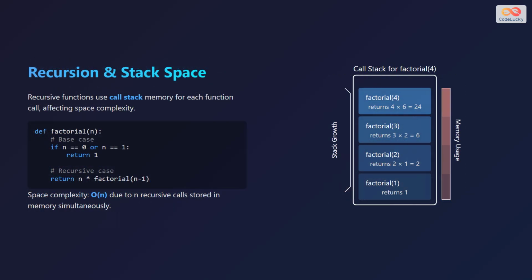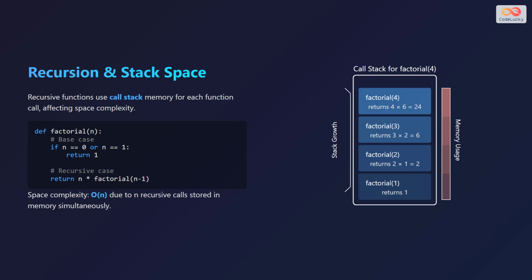Let's explore how recursion impacts space complexity. Recursive functions use call stack memory for each function call, significantly affecting space complexity. For instance, consider this classic Python function factorial n. In the base case, if n equals 0 or n equals 1, it returns 1. In the recursive case, it returns n times factorial of n minus 1. The space complexity here is O(n), due to n recursive calls stored in the memory simultaneously.